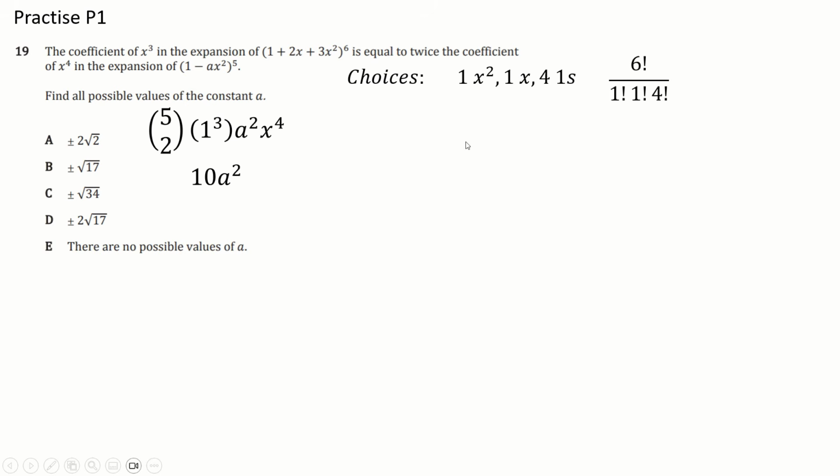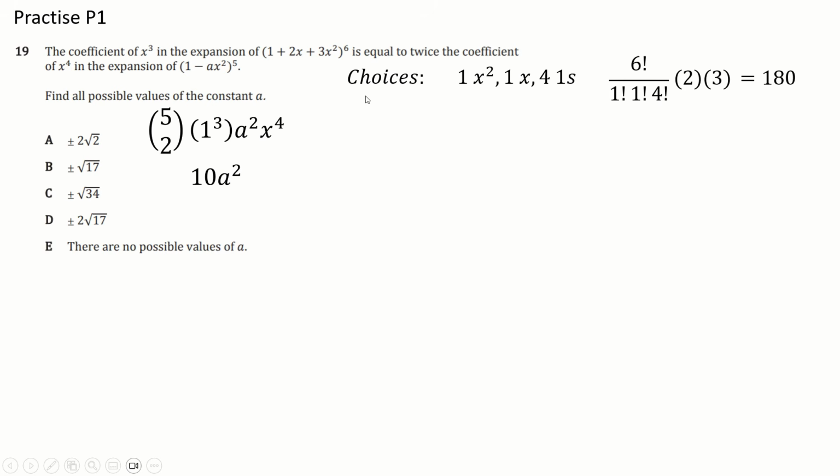However, because we're taking one of these, that's going to include another 3, and one of these will include another 2. So, okay, 6 factorial over 4 factorial is just 6 times 5, which is 30, times 2 is 60, times 3 is 180, and that will be the coefficient for that choice.